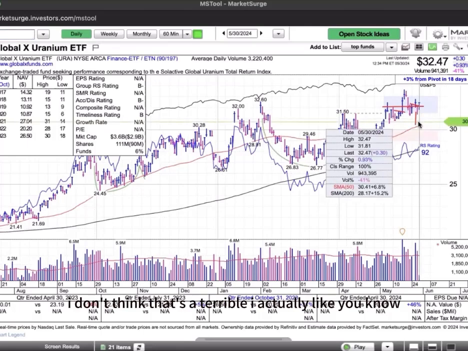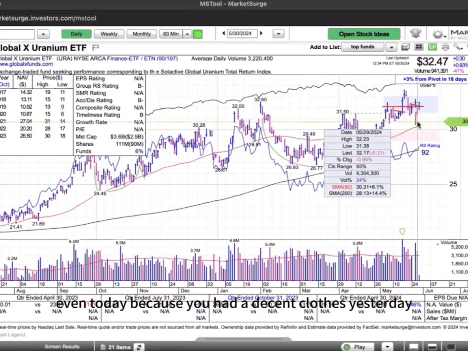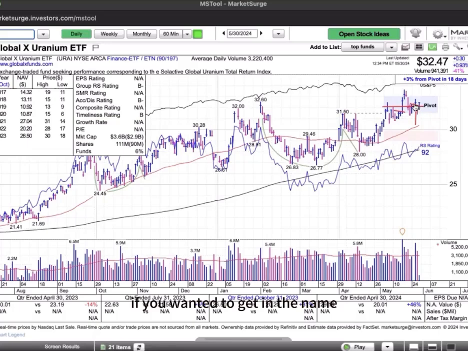I actually like it, even today, because you had a decent close yesterday. If you wanted to get in the name, you're establishing that same area. And this is what we need to see, is the train coming in on schedule. We want to see this get back into new high ground in relatively short order.